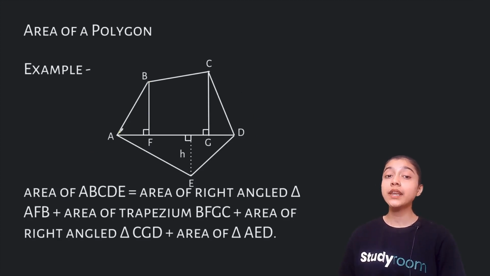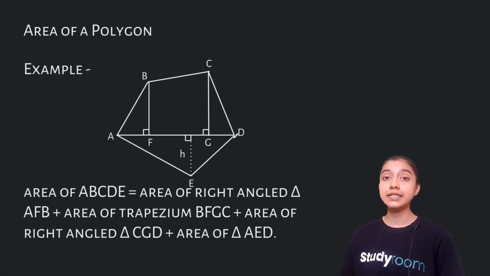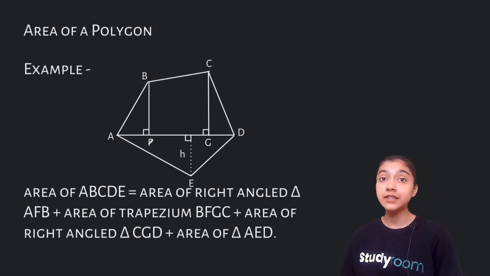The first one is this triangle ABF. The second one is this trapezium FGCB. The third is this another triangle, which is a right angle triangle GDC. And the fourth one is this bottom triangle, that is AED. In order to find the area of this entire polygon, we will sum up the area of each and every small structure that we have divided this polygon into.